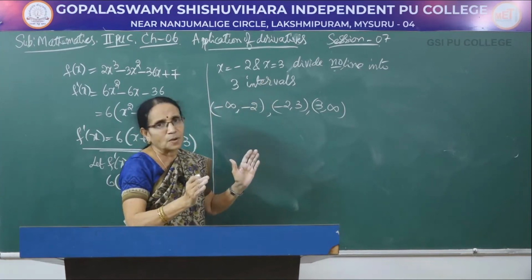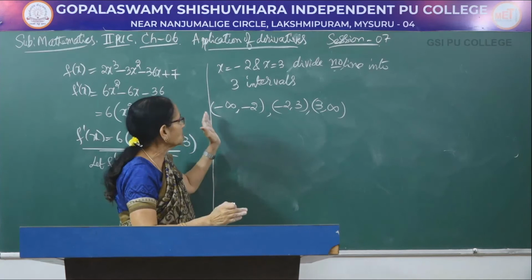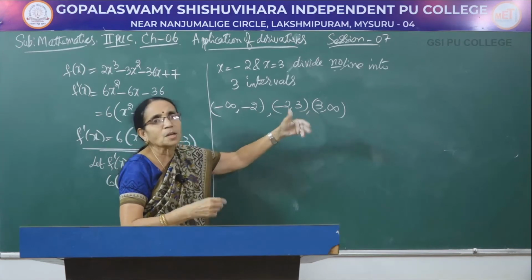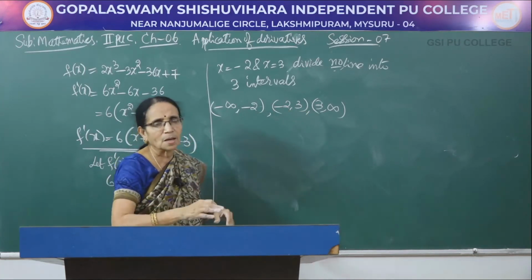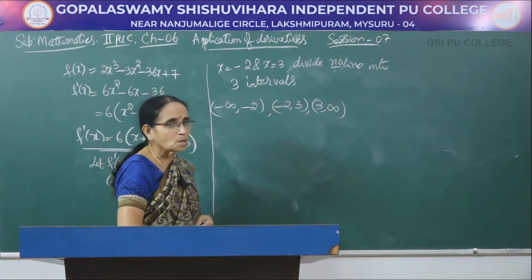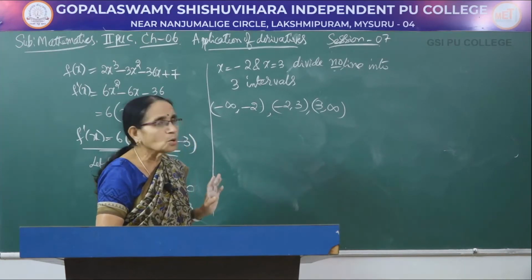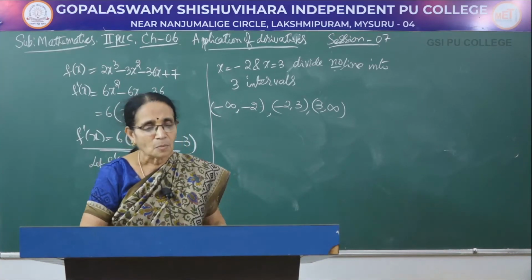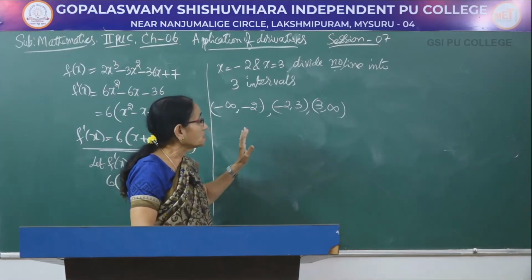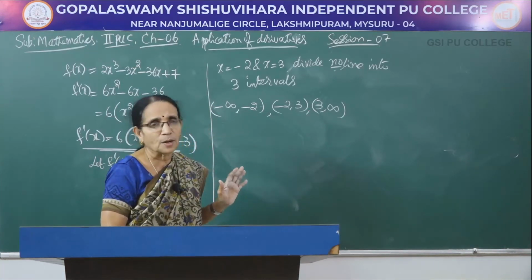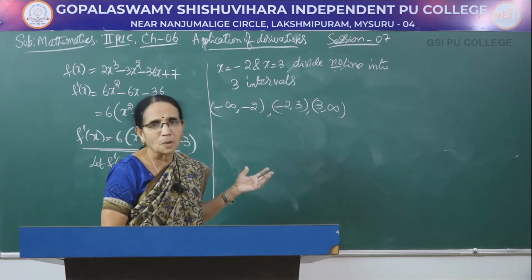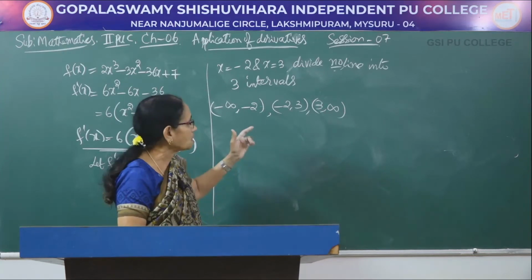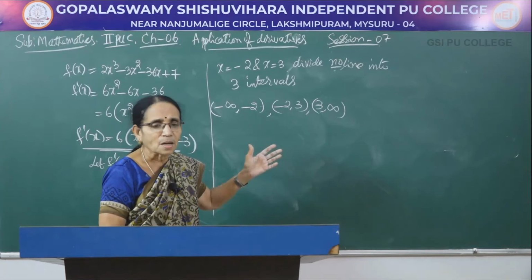So minus 2 and 3 are in-between points. The least value to minus 2, then minus 2 to 3, and 3 to infinity. So the real line will be divided into 3 intervals. In one it may be increasing, in the other it may be decreasing, isn't it? But here I am considering 3 intervals, so each one I have to verify. In one it may be increasing, in the remaining 2 may be decreasing, or in 2 it may be increasing, 1 may be decreasing. That only after verifying, we will get the information.